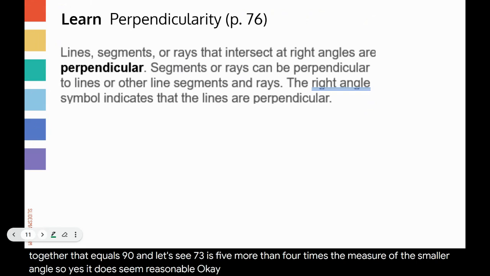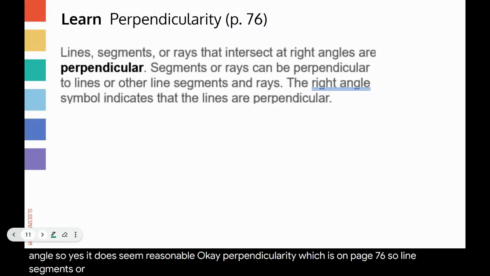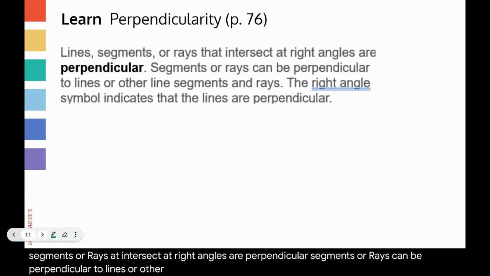Okay, perpendicularity, which is on page 76. So line segments or rays that intersect at right angles are perpendicular. Segments or rays can be perpendicular to lines or other line segments and rays. The right angle symbol indicates that the lines are perpendicular.